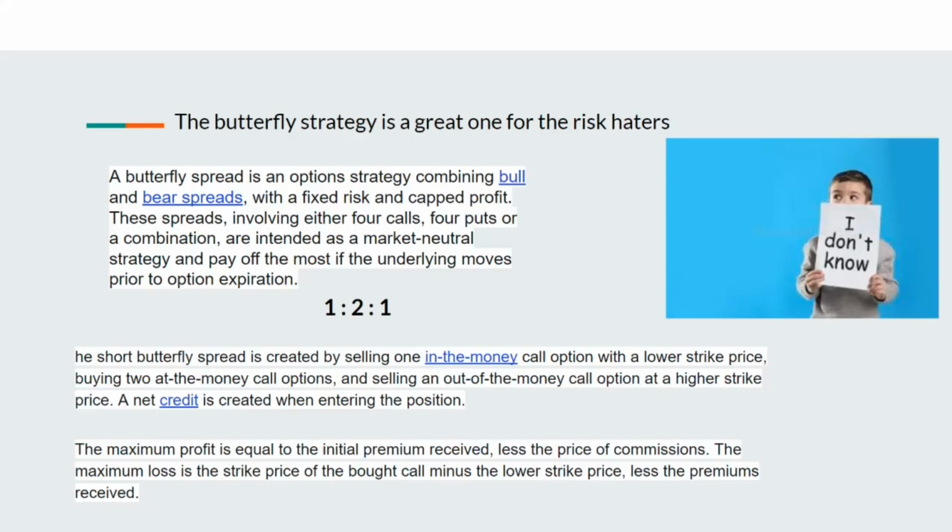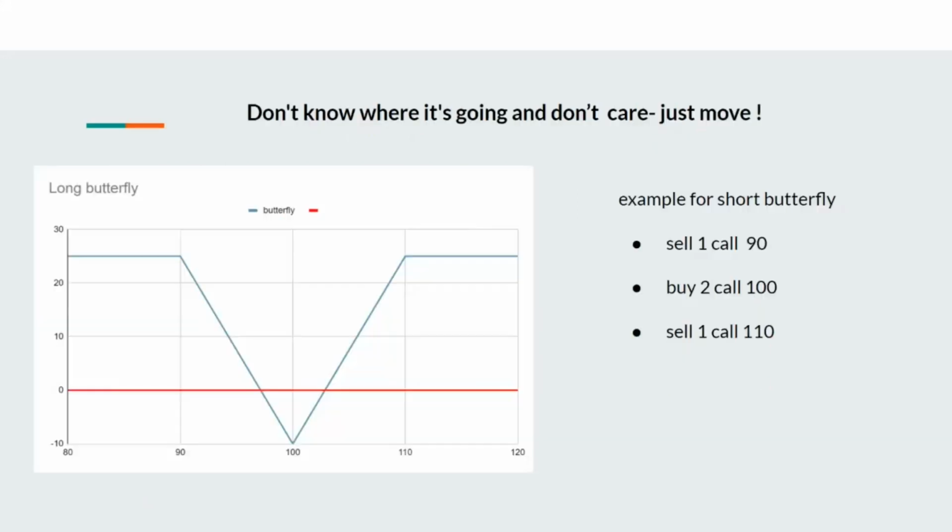All right. The maximum profit is equal to the initial premium received, less the price of commissions. And commissions are a problem for those who pay commission for trading. And we're going to see how they can be harmful for us. And the maximum loss is the strike price of the higher call minus the lower strike price less the premiums received. All right. In other words, let's see an example.